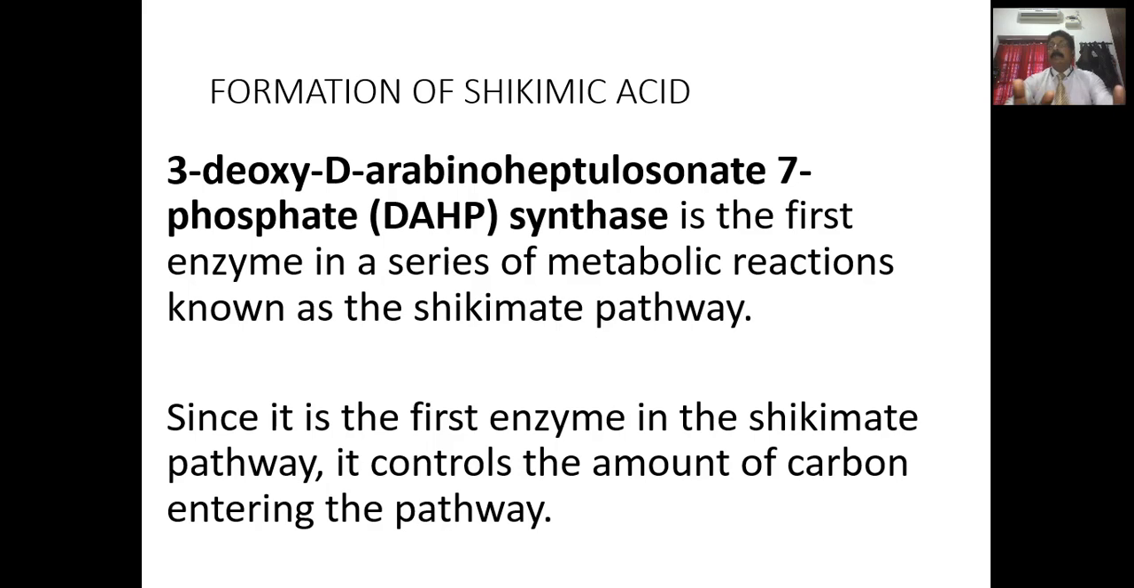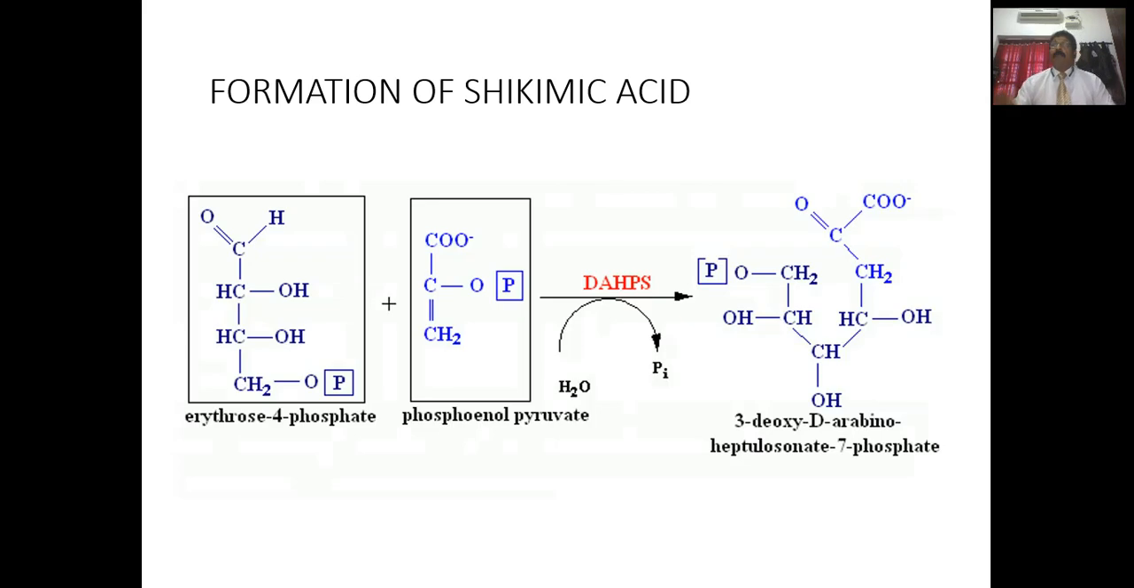By this enzyme directly you are not getting Shikimate. There are many other enzymes also. Since it is the first enzyme of the Shikimate pathway, it controls the amount of carbon entering the pathway. It is the deciding factor for the number of carbon atoms joining.